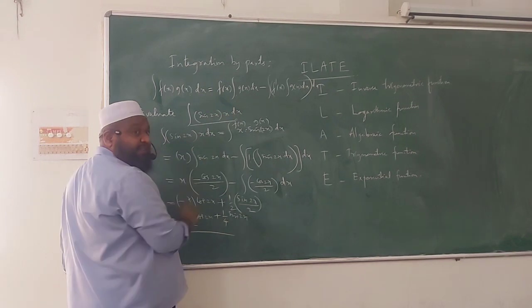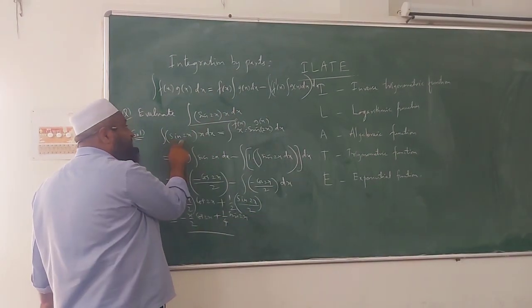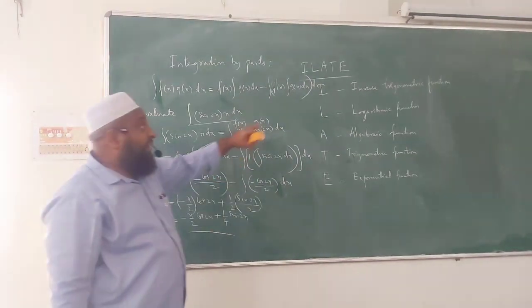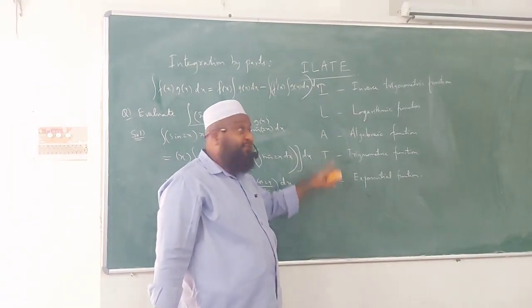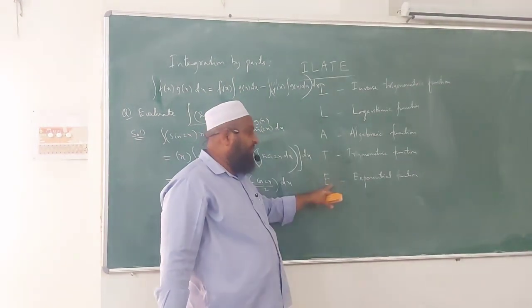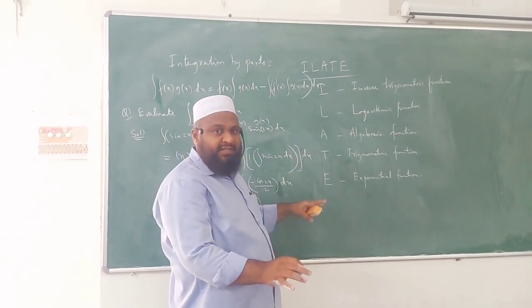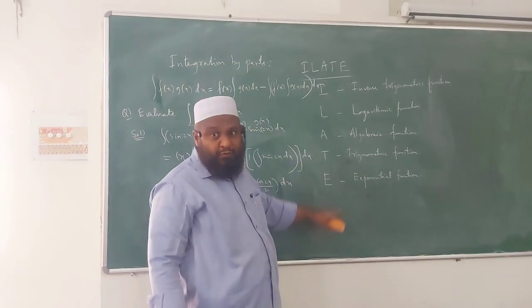Even though it is given in this way, as per the ILATE rule, we have written x in first position and then sine 2x in second position. If inverse trigonometric and exponential are appearing, then first inverse trigonometric, then this one. Several combinations are there. Among those combinations, if there are two functions, you have to rearrange as per this rule. Okay?